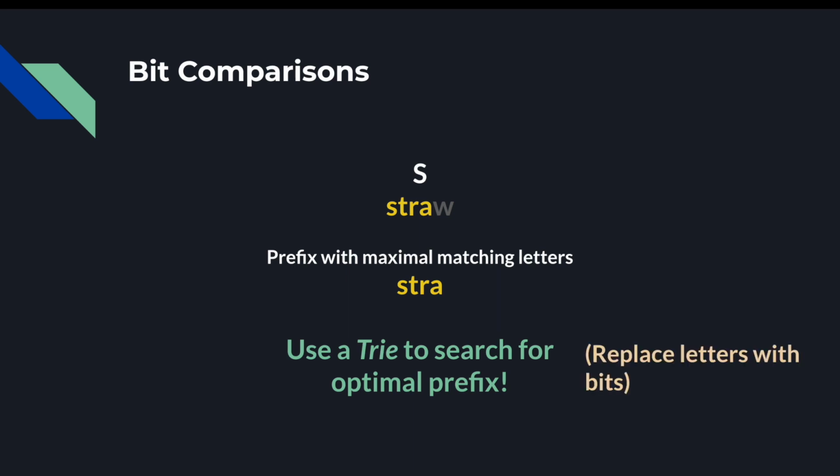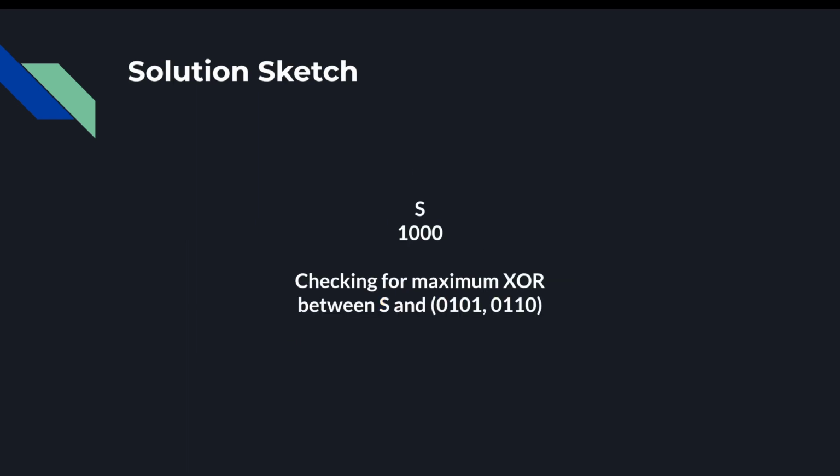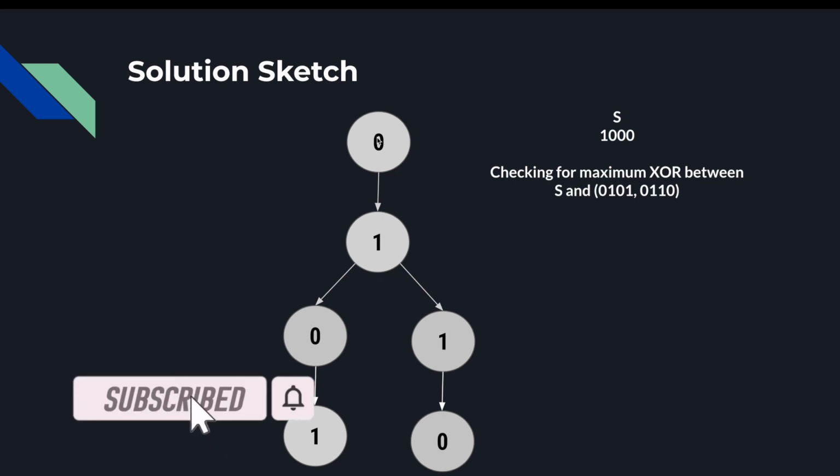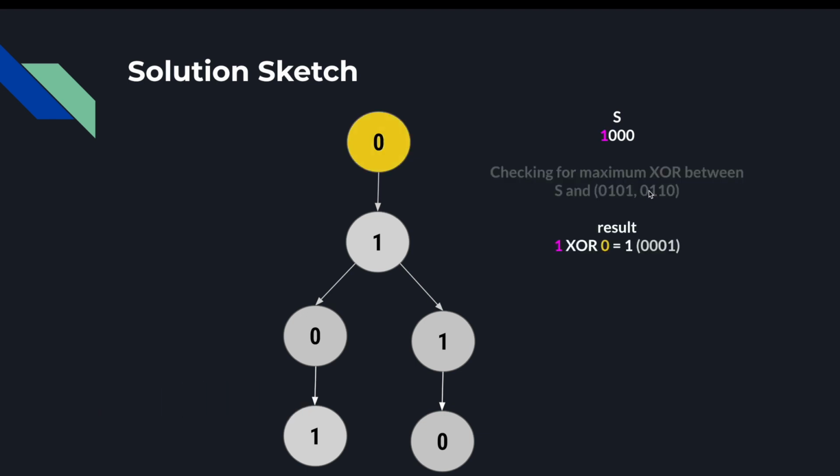Instead of using letters as nodes, we're going to represent bits in our trie nodes. Let's walk through an example. Let's say we have the number 1000, and we want to check for the maximal XOR prefix among numbers 0101 and 0110. Our prefix trie will look like the following. So we have 0101, 0110, which are the two numbers that we're checking against. At the first level of the trie, we only have one choice, 0. So we go down that path.